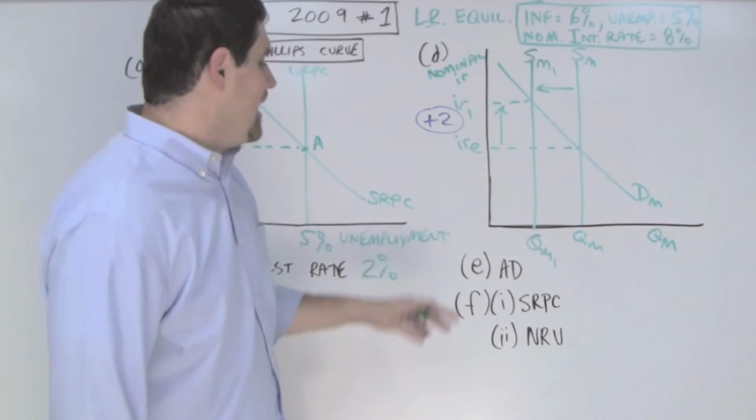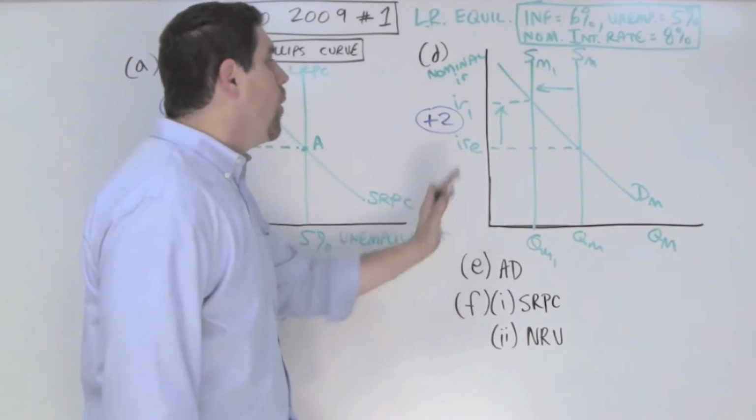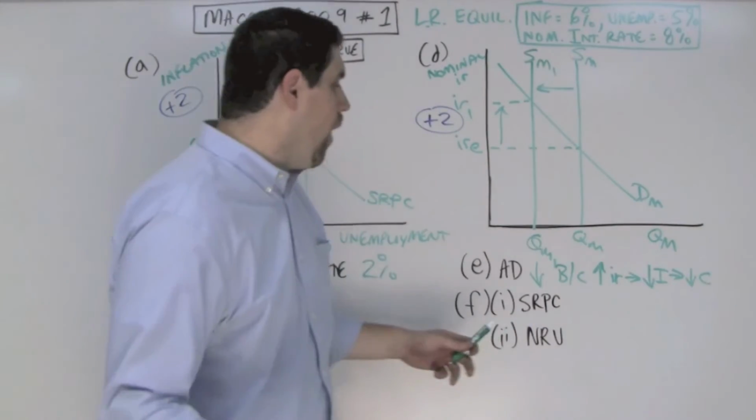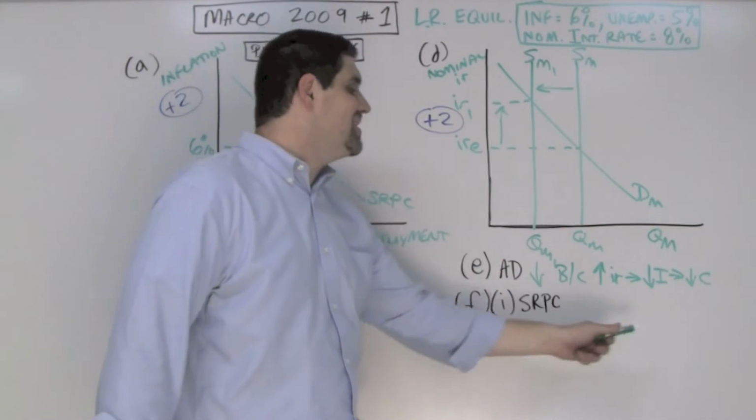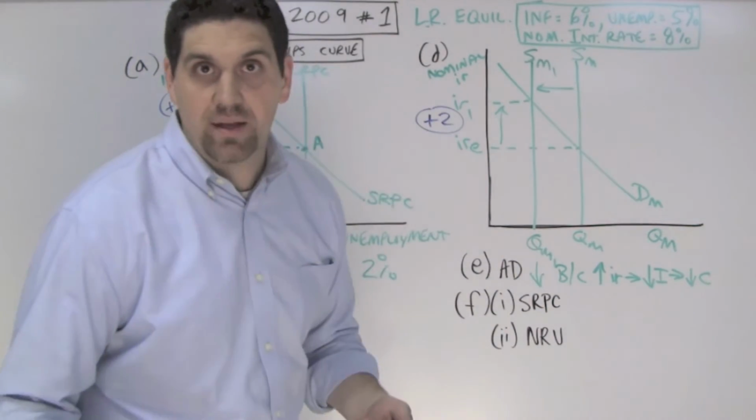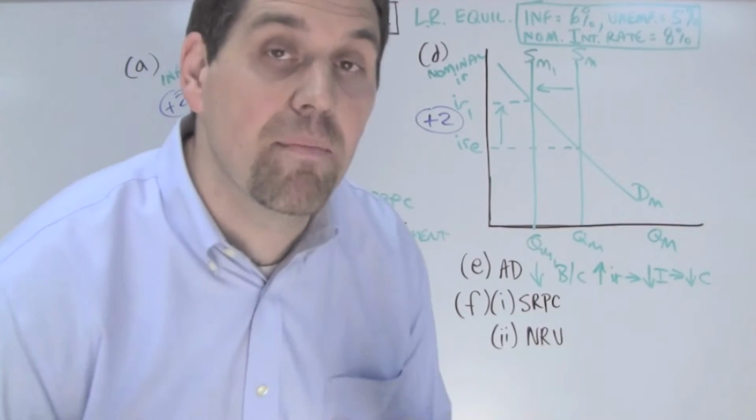How you doing so far? In E, it asks you what's going to happen to aggregate demand when the money supply decreases. The answer is the aggregate demand is going to decrease. The reason why is because an increase in the interest rate is a decreased investment and decreased consumption in interest-sensitive products. Remember, that's the idea of contractionary monetary policy.